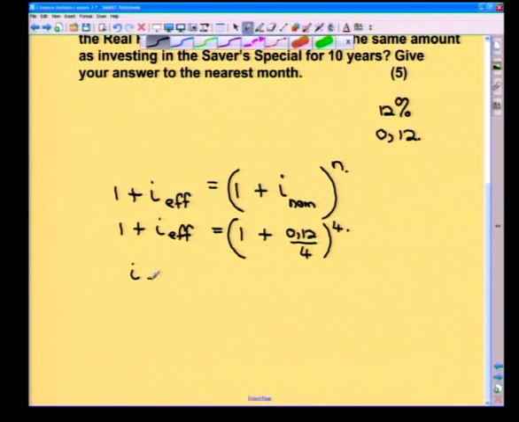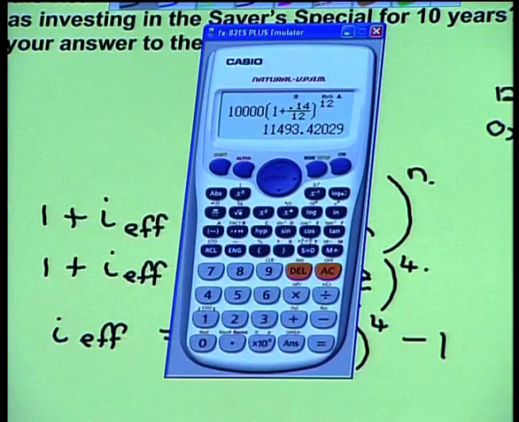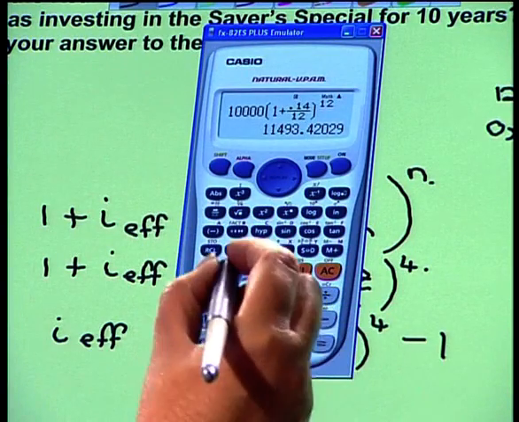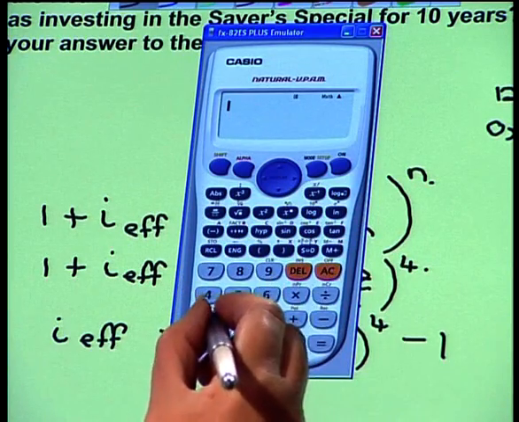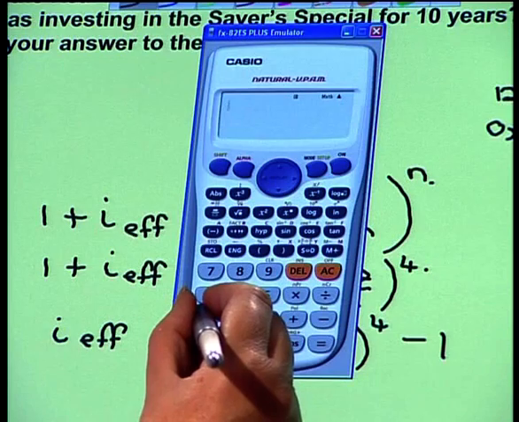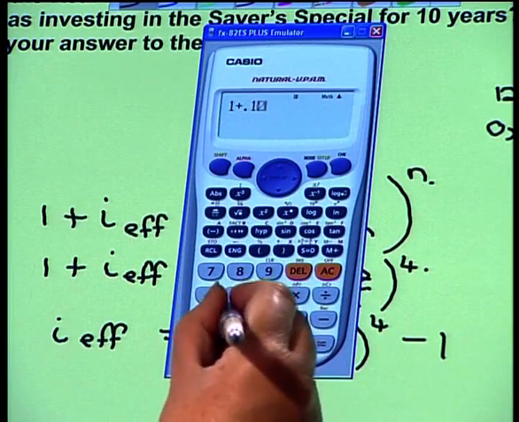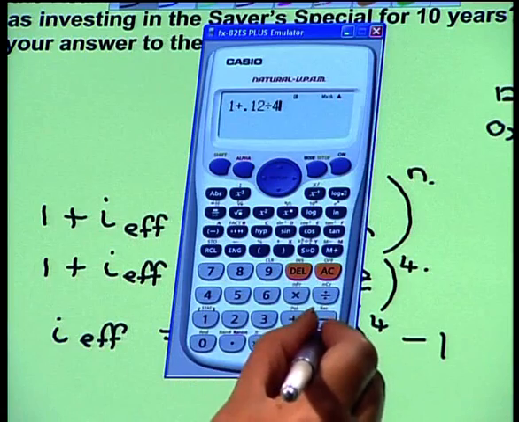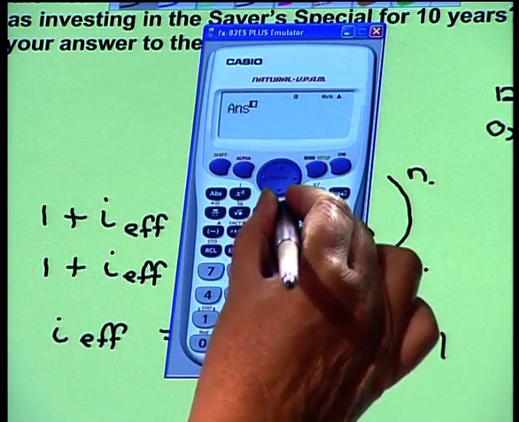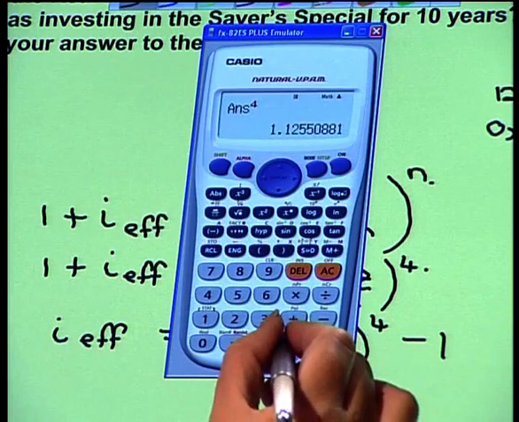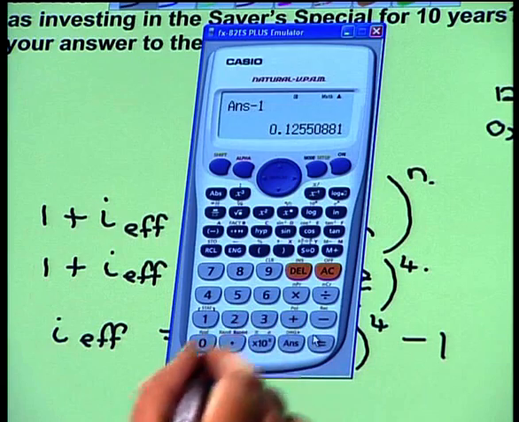So in other words, i effective is going to equal 1 plus 0,12 divided by 4, to the power 4, minus 1. Let's pull the calculator up and do this. Right, clear it. I'm going to rely on my memory because I can't really see what's going on here. So we're going to go 1 plus 0.12, divide by 4, get an answer. Raise it to the power 4, get an answer, and then subtract 1, get an answer.